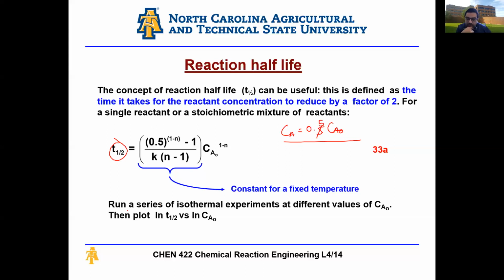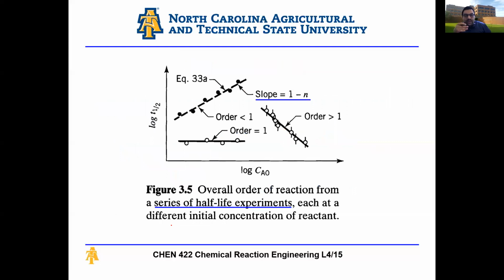And in some labs, for example, you might get data in terms of ln T half versus ln Ca naught, right? So sometimes, especially in research, they like to run isothermal experiments at different values of Ca naught, and they just plot ln T half versus ln Ca naught. Because usually it's easier to measure the time when your concentration goes to half versus measuring every concentration versus time, right? And these are the types of plots you see.